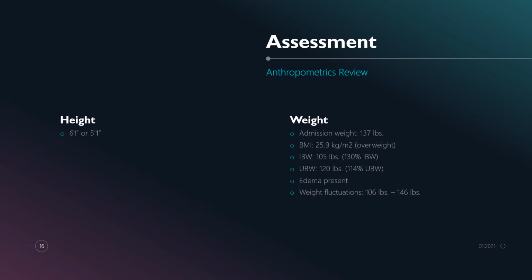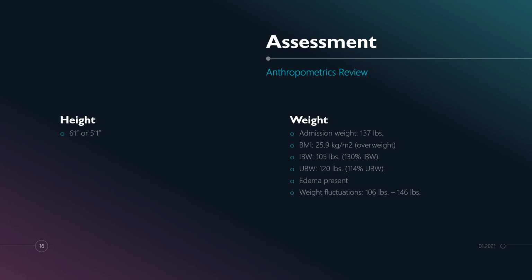So first off, the anthropometrics. In respect to her height, it was 61 inches or 5'1", and her weight at admission was 137 pounds. Her calculated body mass index was 25.9, and her ideal body weight when calculated was 105 pounds. So she was 130% of her ideal body weight. As I mentioned, her usual body weight was 120 pounds, and so she was 114% of her usual body weight.